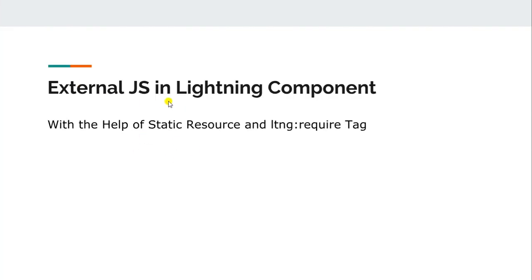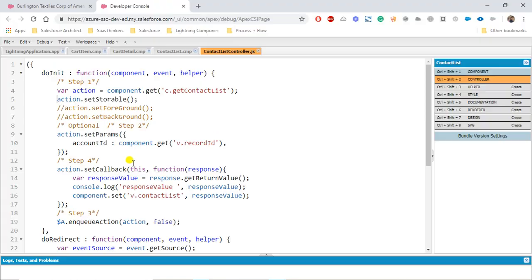And then, how can we use external JS in a Lightning component? With the help of a static resource and the ltng:require tag. Let's say we want to use jQuery in our Lightning component. We can upload jQuery as a static resource, and then use the ltng:require tag to use that script in the Lightning component. So let's see how it works.